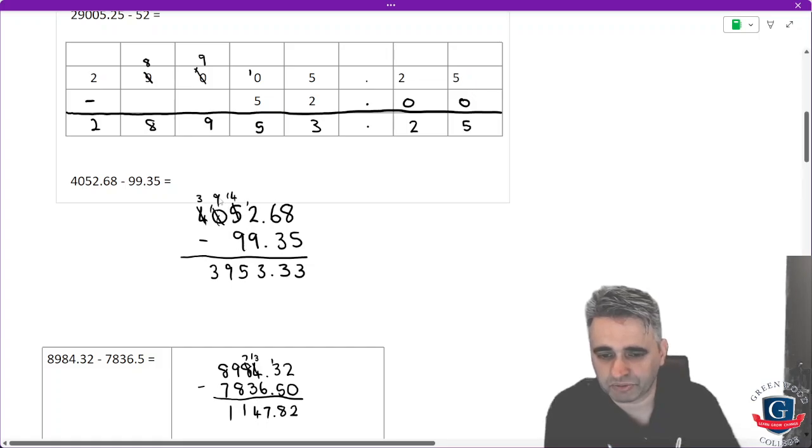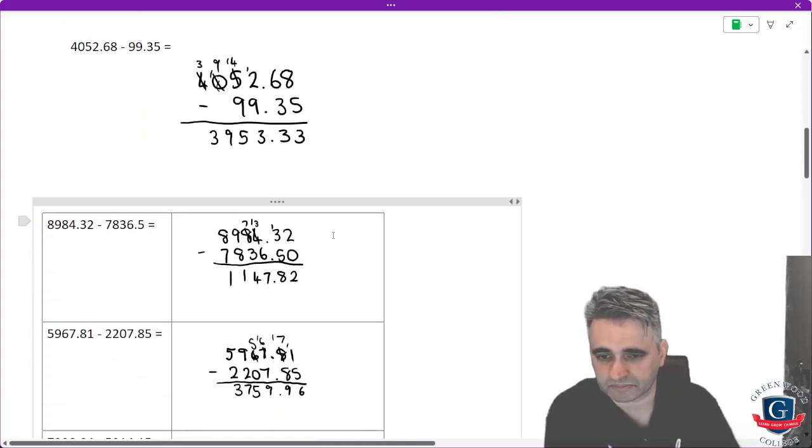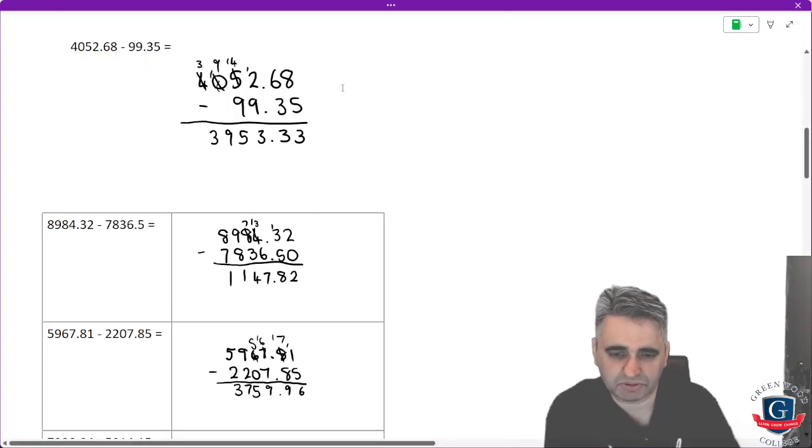Can't take away 4 from 9. Can't take away anything from 0, so we'll go up to 4. Make that 3, make that 9, make this 14. 9 from 14 is 5. Bring down the 9, bring down the 3. Done. And you can start to see with this example why students get in a bit of a mess, because this is getting quite complicated.